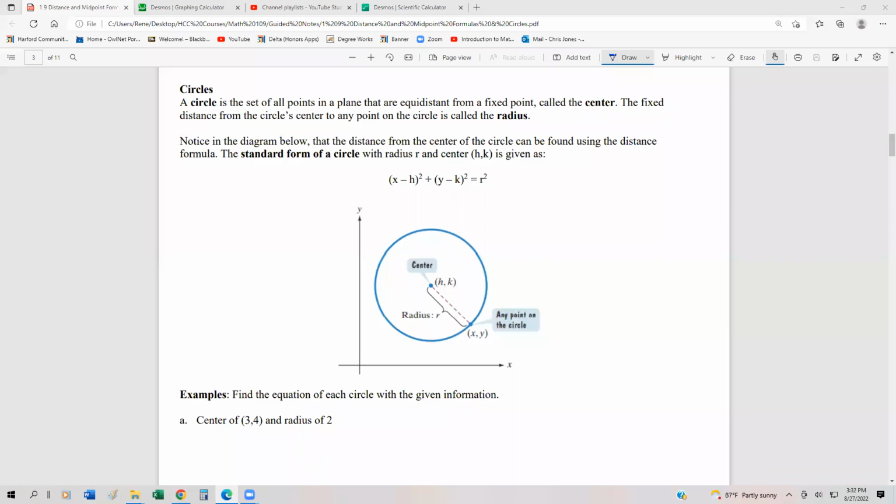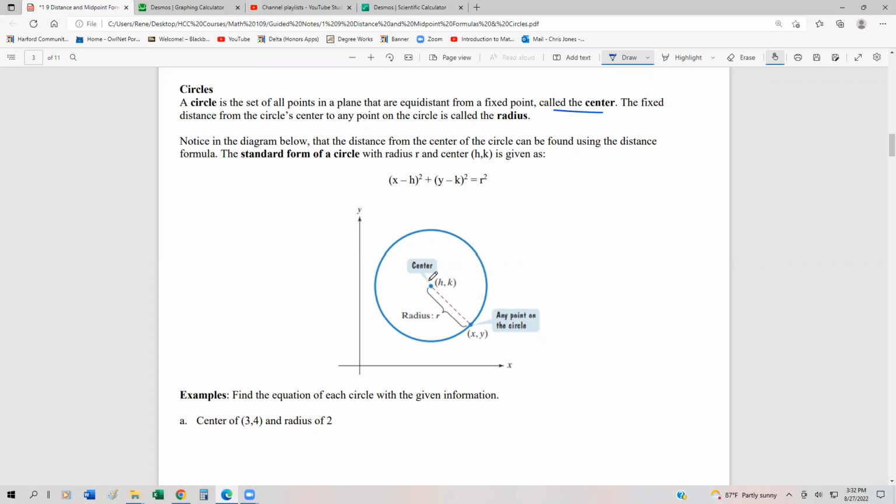This is one of several videos where we're going to look at the equations of circles. Before we start talking about the formulas for the circle, let's first define what a circle is. Most of us know this, but a circle is the set of all points in a plane that are equidistant from a fixed point called the center, and that distance is called the radius.